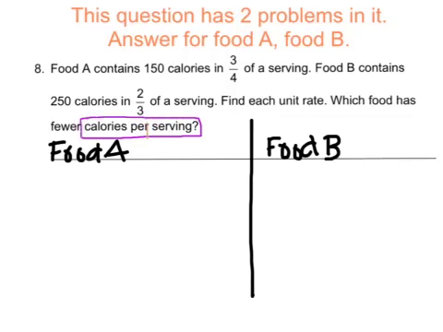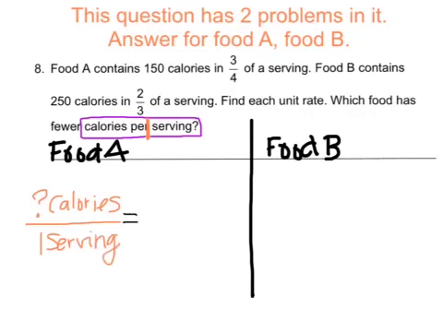Anytime you see the per, that means 1. Now I know what goes on bottom. Servings should go on bottom. I'm going to write, I don't know, how many calories on top and 1 serving on the bottom. I'm going to make it equal to whatever it said in the story problem. And remember, first, we're only looking at food A. So let's go back and read just that sentence. Food A contains 150 calories. Oops, now I know how many calories. 150.